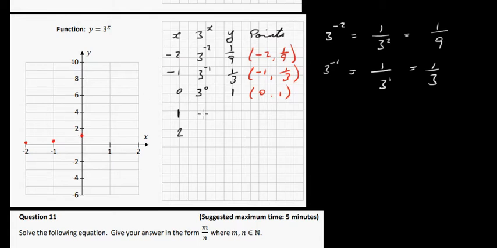Okay, next one we have 3 to the power of 1. That's just 3. So that's going to be 1, 3. So 1, 3 is going to be exactly here. And then finally we have 3 to the power of 2. So that's 9. And that will give us 2, 9. So 2 and 9 is going to be here.